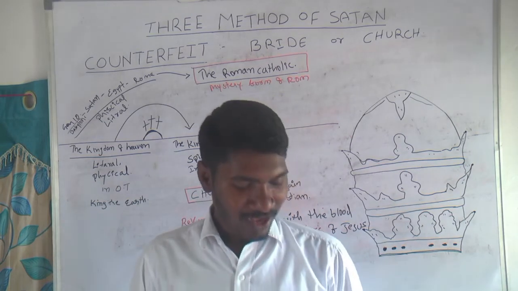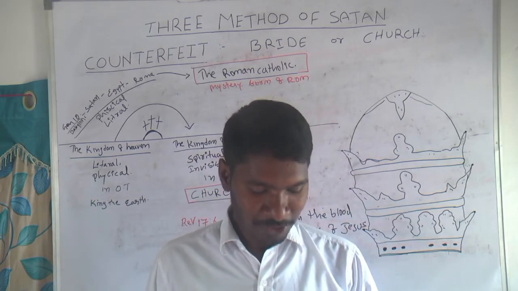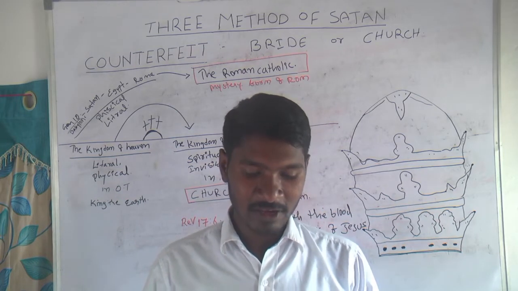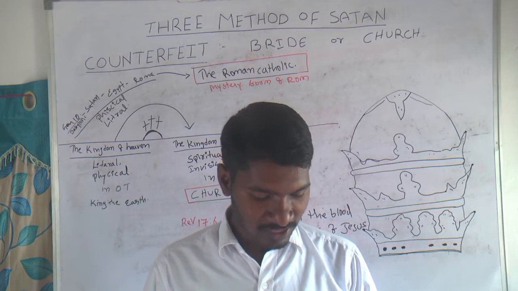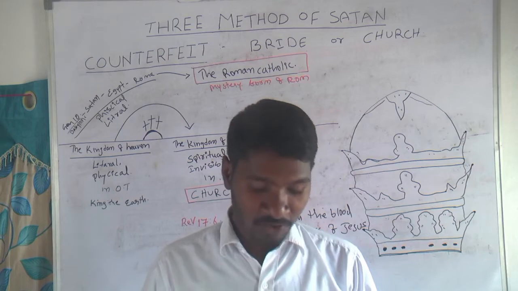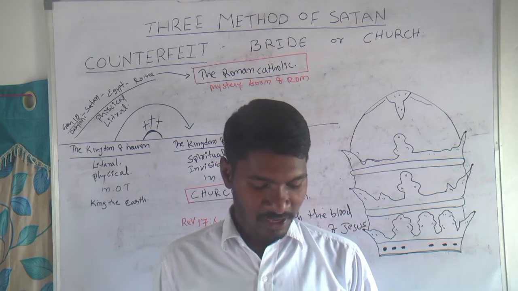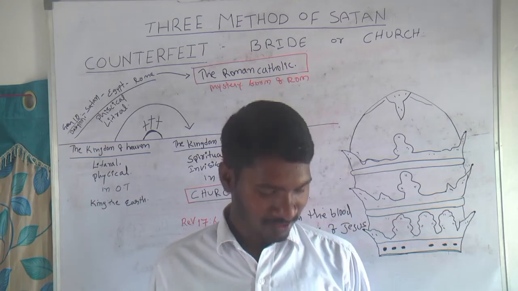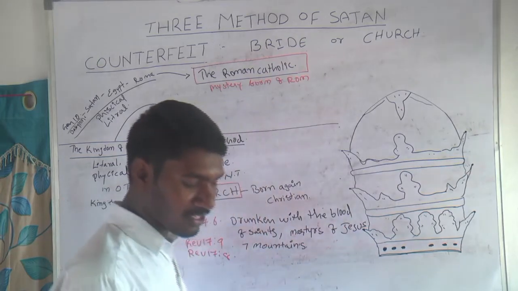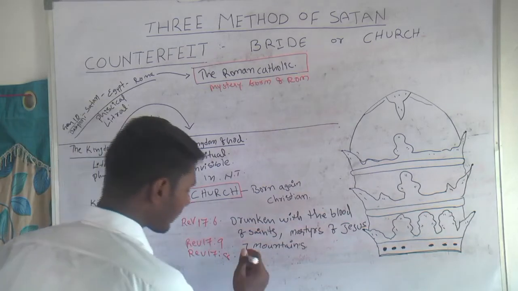They are mentioned. And do you know any city which is all three? Do you know any city drunken with the blood of the saints, with seven mountains, and which reigns over the kings of this earth? Only one city like that. Today it is called Vatican City.